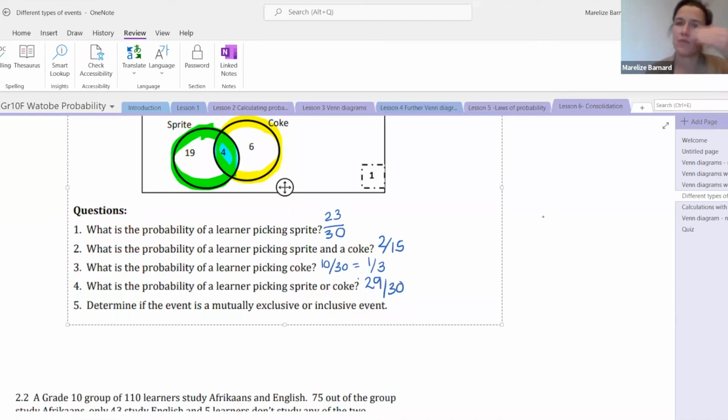And if you remember from Tuesday's lesson, and please go watch it again if you're still not sure about mutually exclusive, because we went into that in quite a lot of detail on Tuesday. We said there cannot be overlap if two things are mutually exclusive. We've got Sprite and Coke. If it was mutually exclusive, then you only like Sprite or you only like Coke. But here we have 4 people who like both. So this is an inclusive event.